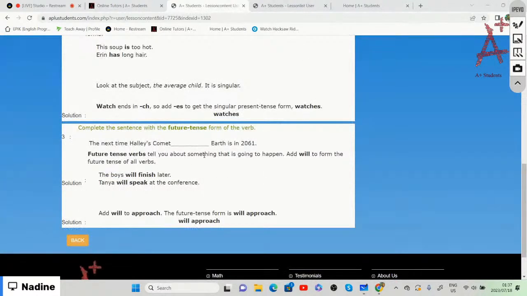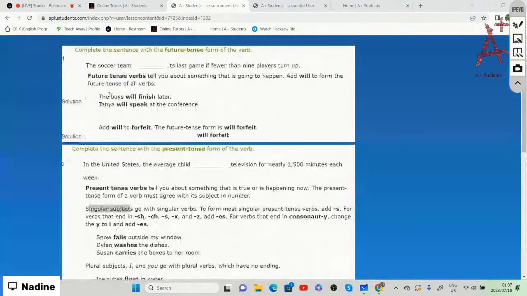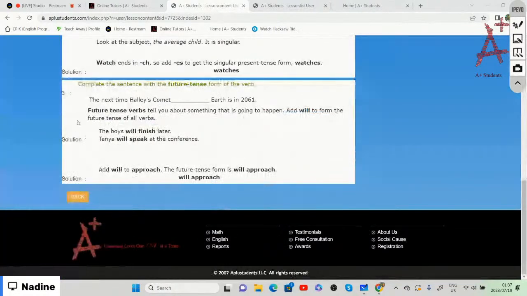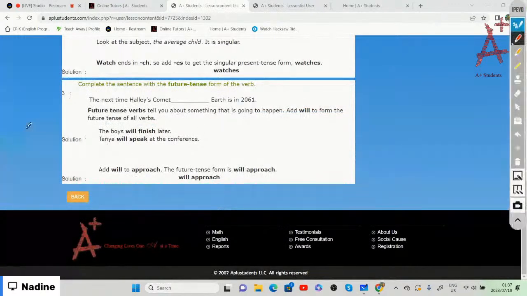All right, future tense verbs. Here we mentioned future tense verbs also. If we look at future tense verbs again, the sentence: the next time Halley's comet approach Earth is in 2061. We need to look at the word approach.